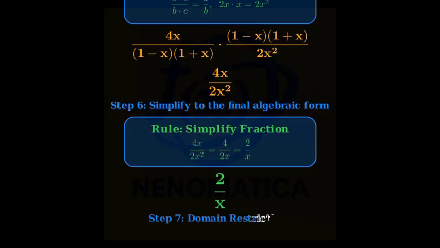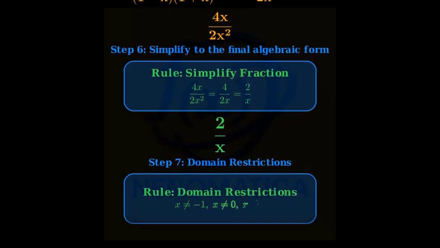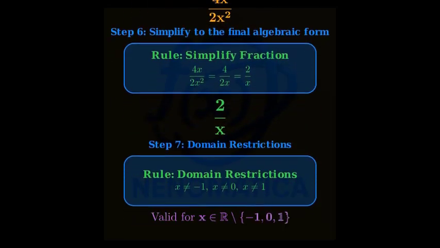Before we celebrate, enforce domain restrictions from the original expression. x cannot be plus or minus 1 because of denominators, and x equals 0 makes the original denominator vanish. So the domain excludes -1, 0, and 1.